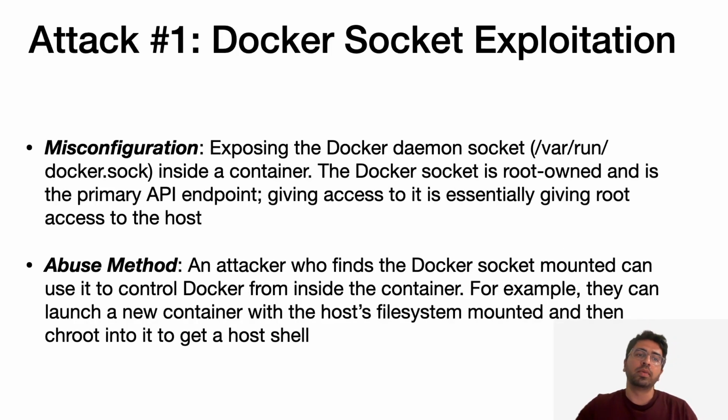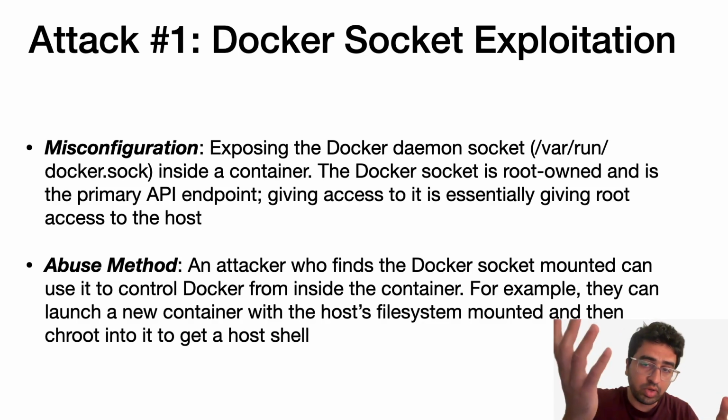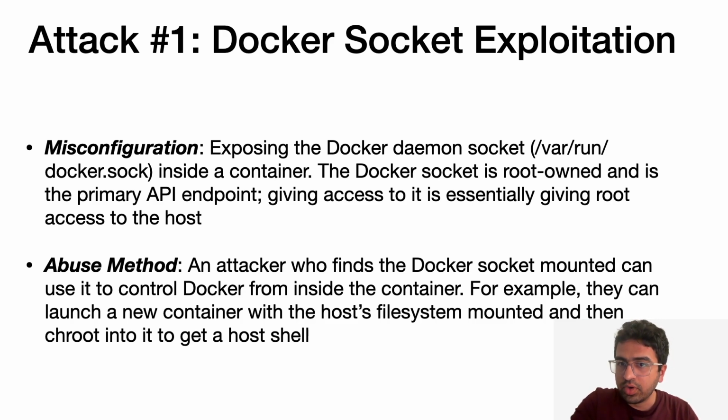Let's study these attacks. I'm going to talk about three attacks here. The first one is pretty simple. It's about Docker socket exploitation. Docker runs in a client-server setup, so whenever Docker runs, there is a daemon socket exposed at /var/run/docker.sock. If this is accidentally exposed inside of a container, then you can just leverage this socket. This socket is root owned, so you have access to the Docker server API, and you can leverage that to launch a new shell, and then chroot into it to get the host shell.